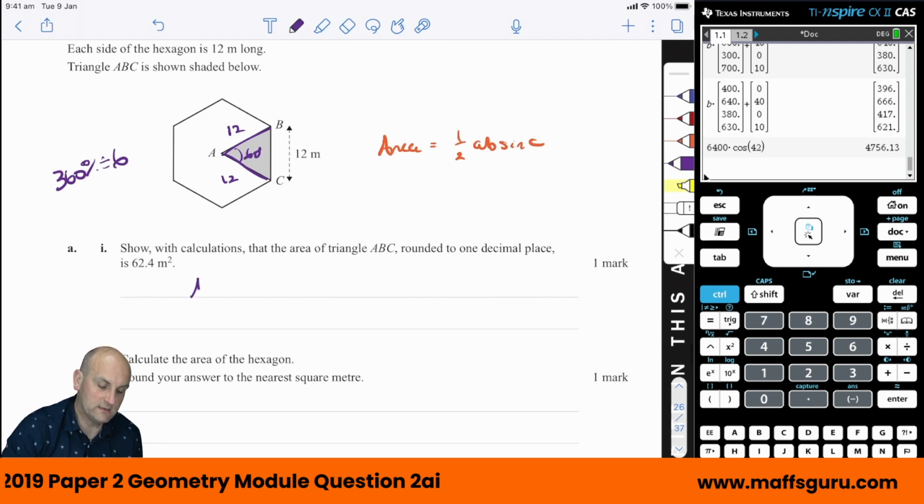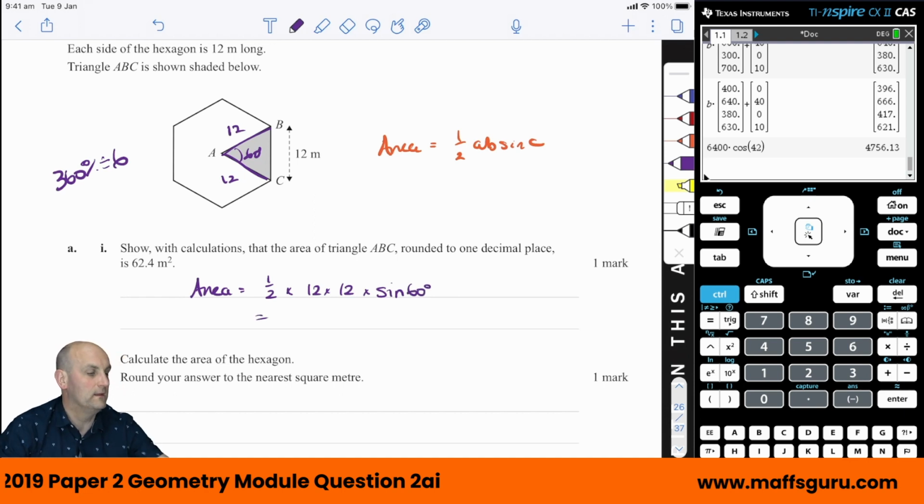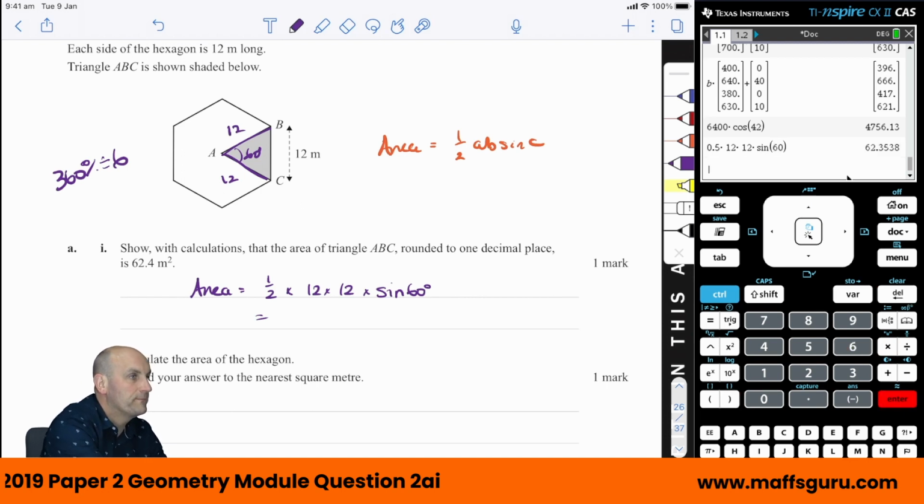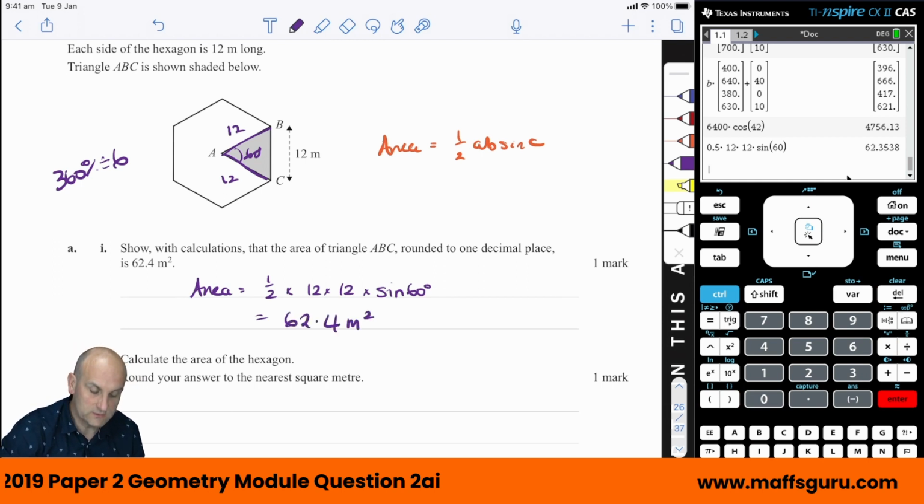So using that, and because it says show with calculations, the area is half times 12 times 12 times the sine of 60 degrees. Going to the calculator, 0.5 times 12 times 12 times the sine of 60 degrees gives me 62.4 meters squared.